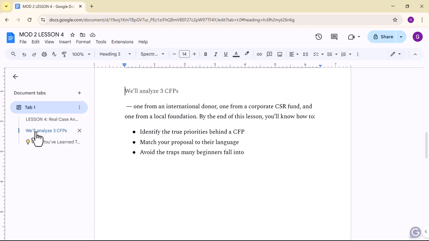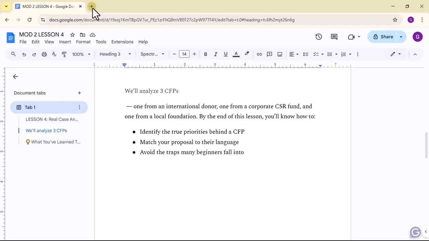By the end of this lesson, you will know how to, number one, identify the true priorities behind a CFP, and also how to match your proposal to their language. And lastly, you will know how to avoid the traps that many beginners fall into. So, are you ready? Let's dive in.